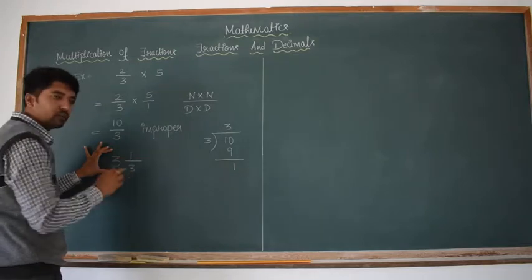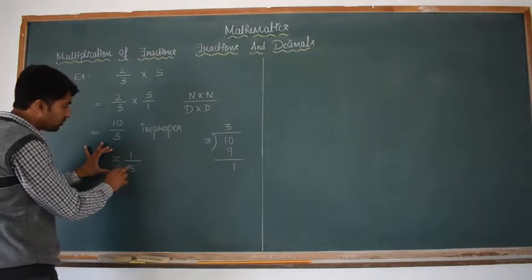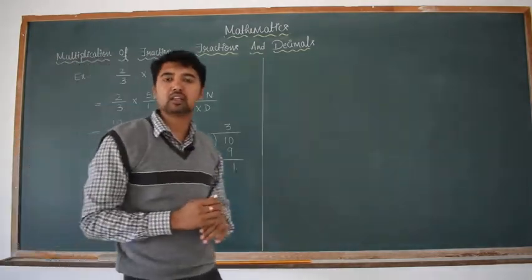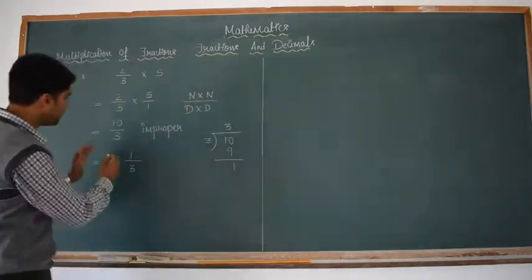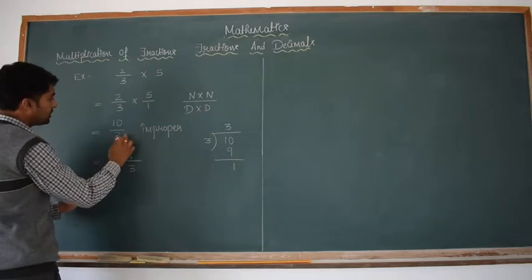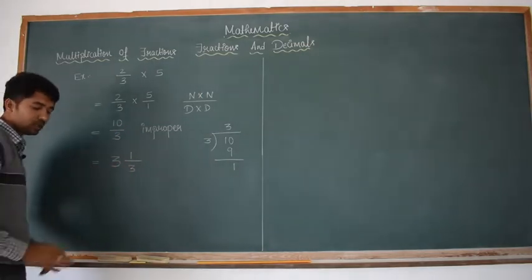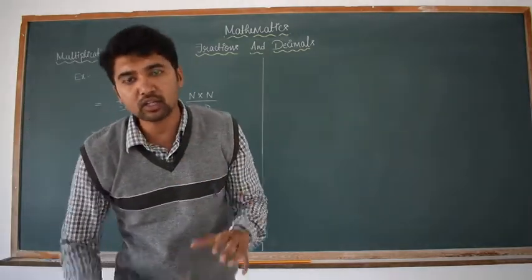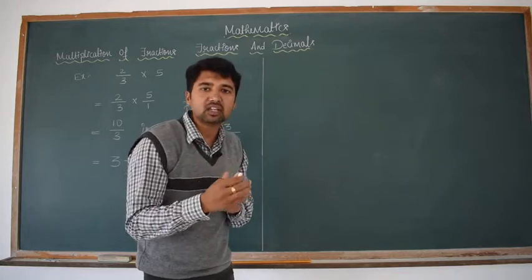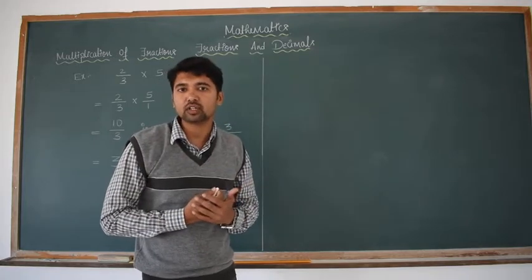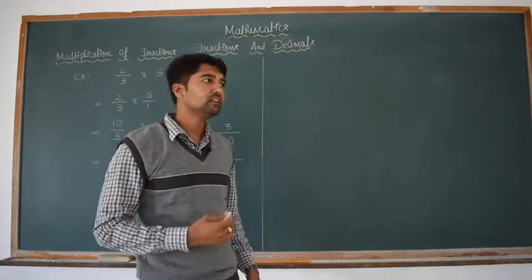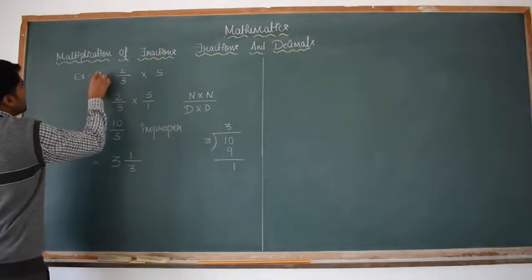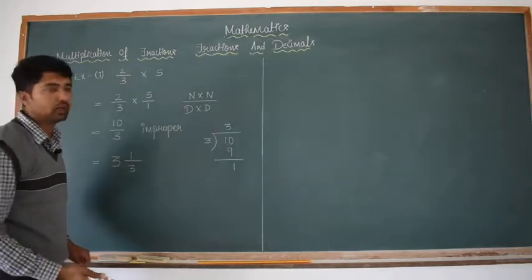3 1 by 3, we pronounce it like this, 3 1 by 3. That means 3 full parts are there and 1/3 of the part is left out. 10 by 3 will be equal to 3 1 by 3. This is the solution. So keep this in mind. Whenever you get the solution in improper fraction, you need to convert that into a mixed fraction. Hope you understood, dear students. Yes. The next thing is example 1. This is a fraction with a whole number.